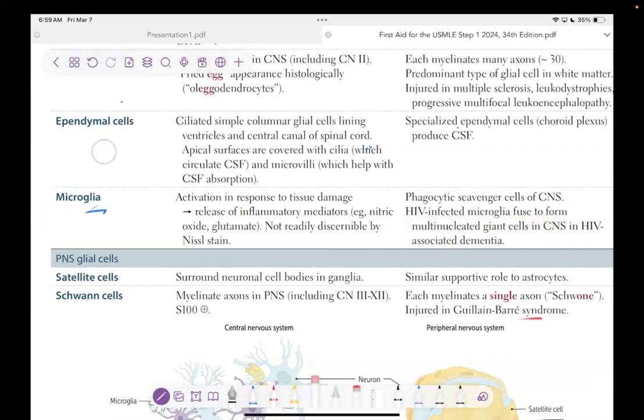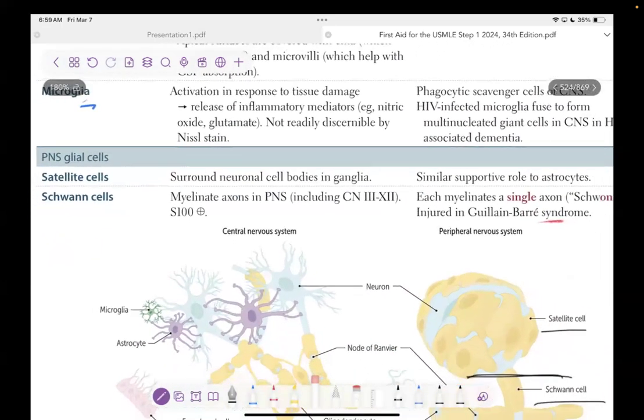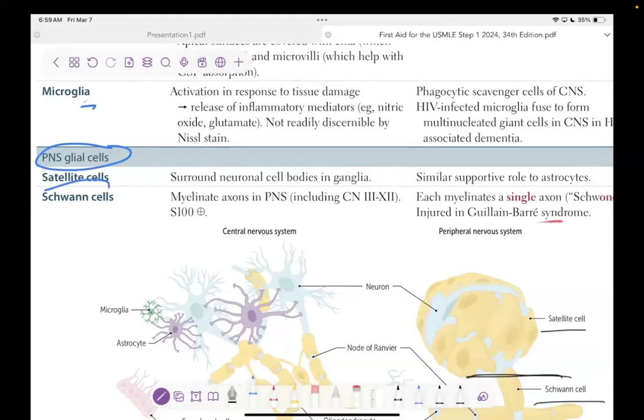And the PNS cells, we know that we have glial cells in the PNS, and the PNS glial cells are satellite cells, which are equivalent to astrocytes. This is the star of the family for the peripheral nervous system, and Schwann cell is the cover of nerve tissue in the periphery. Satellite cells surround the neuronal cell bodies in ganglia. We have ganglia in the dorsal root and also in the peripheral nervous system. So it is not important where the satellite cells are, but the most important part is that satellite cells have a similar supportive role like astrocytes. This is important to remember.